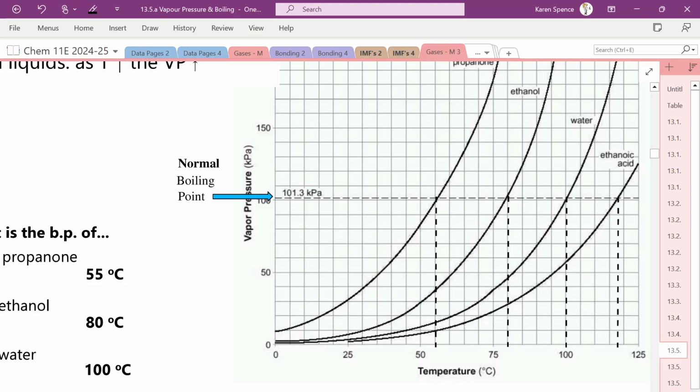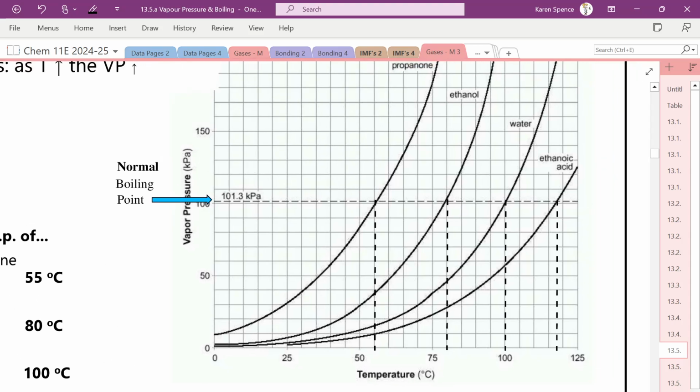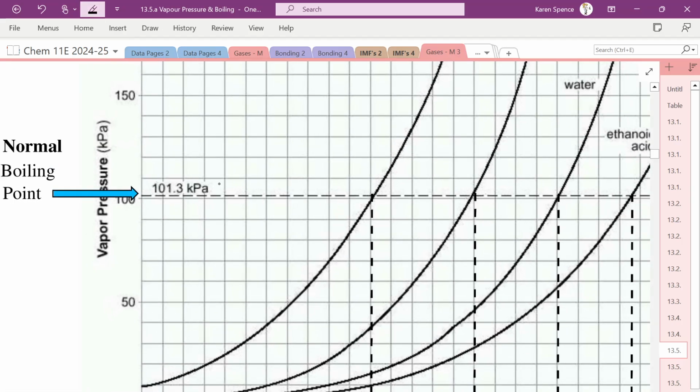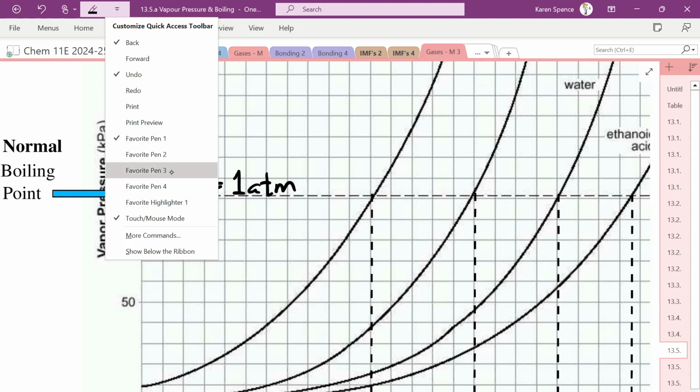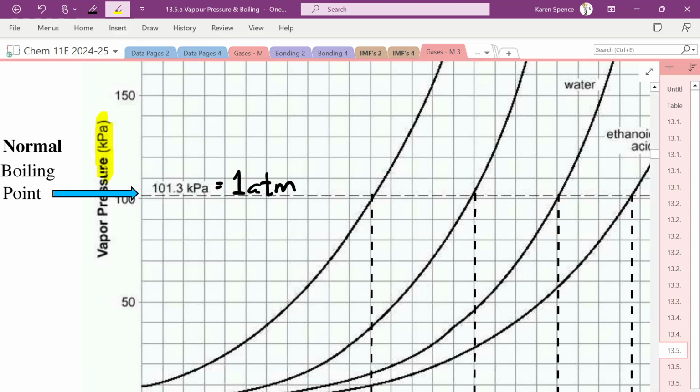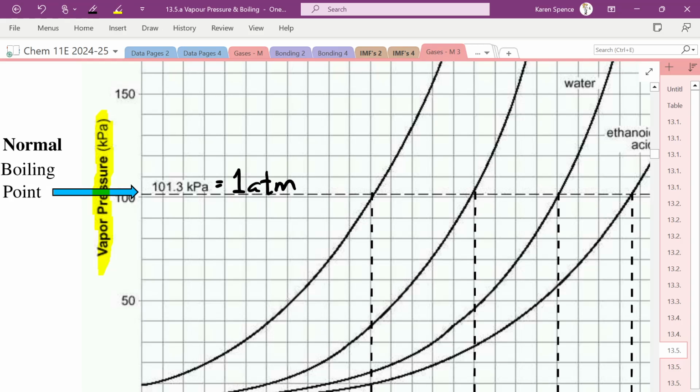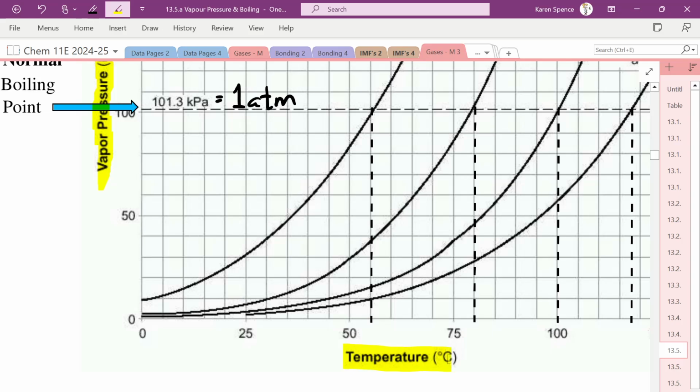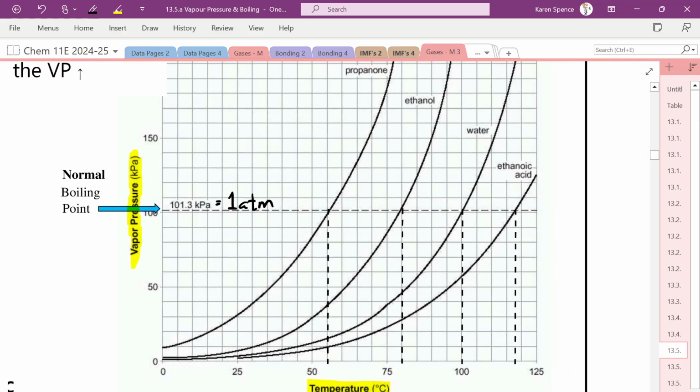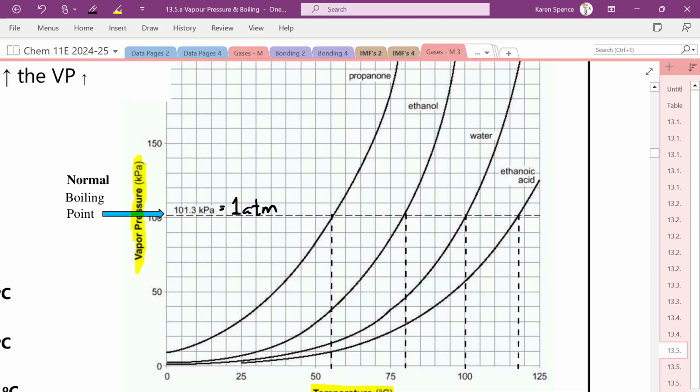So if we look at this graph here, and this is the kind of graph that you might have to read on the AP exam. We've got our 101.3 kilopascals, which is 1 atmosphere. Along the y-axis, we have our vapor pressure, and along our x-axis, we have the temperature. So let's look at water, because water is one that we are so familiar with. Here is water here.